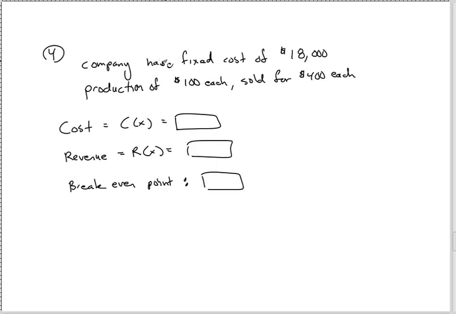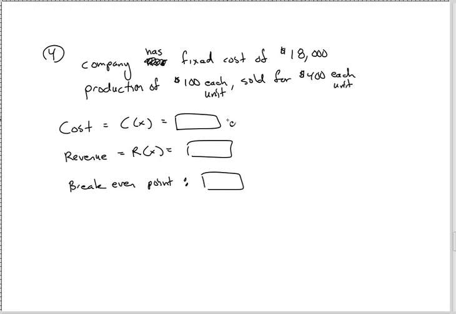Let me try that a little bit better there. There you go. Company has a fixed cost of $18,000 and a production cost of each unit of $100, and it sells each unit for $400. I don't know if it's going to be bicycles or canoes or whatever. It doesn't really matter. $18,000 fixed cost, and it costs $100 to make every one of these things, but they sell it for $400 each.